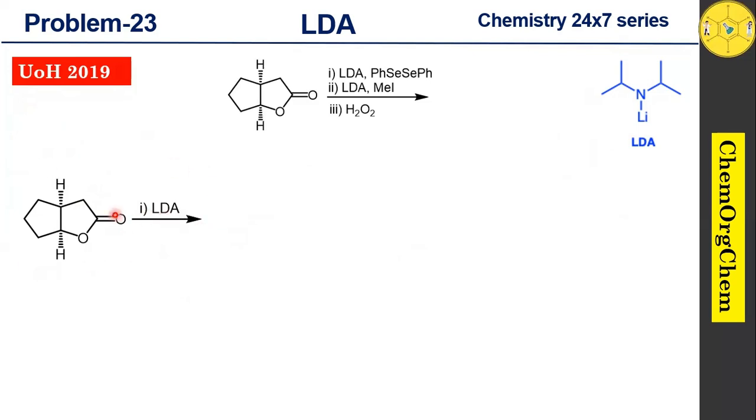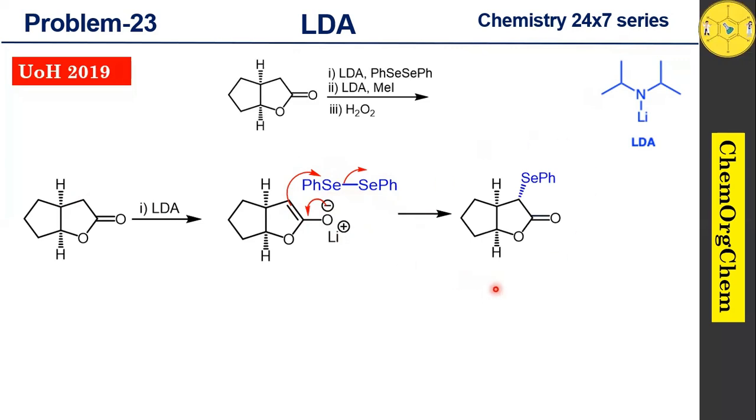Now we come to our substrate. When you use LDA, it readily abstracts one of the acidic protons, resulting in the generation of the corresponding enolate ion. After the generation of the enolate ion, it readily reacts with diphenyl selenide. Here you see how this happens. This electron shifts here, then this electron attacks one of the selenium atoms, resulting in cleavage of the selenium-selenium bond to provide the corresponding intermediate.